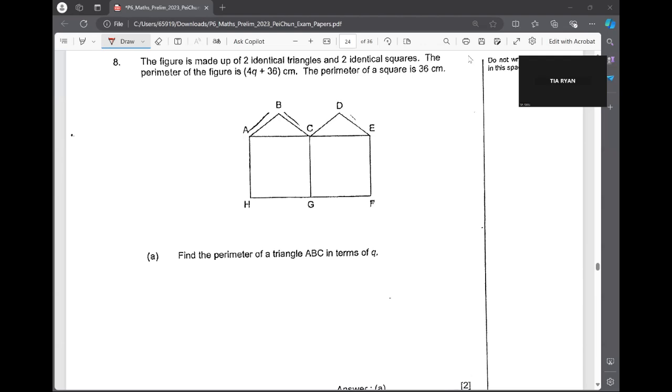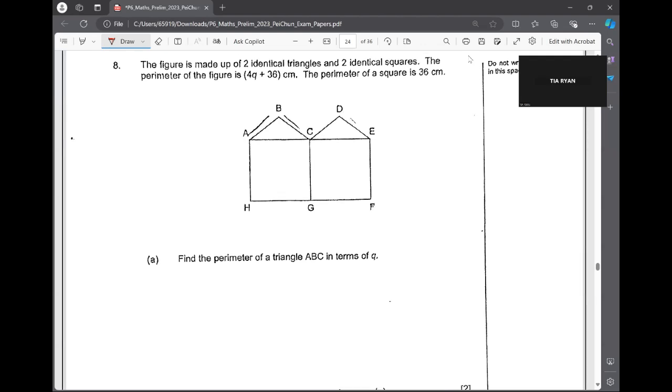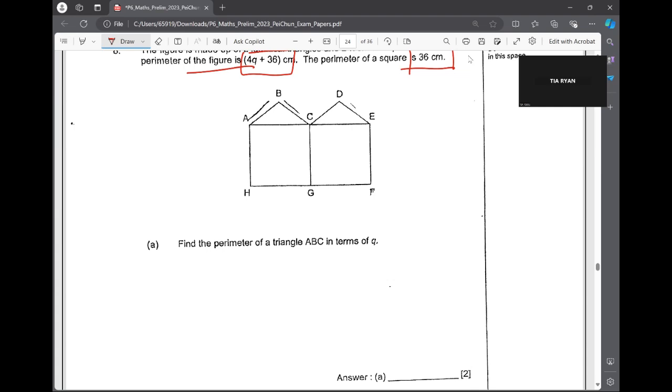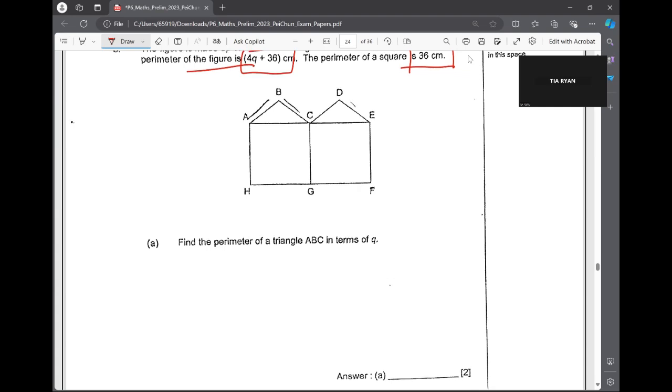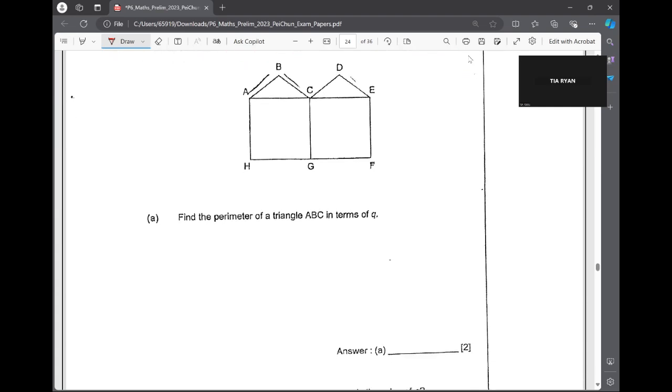Okay, so for this question, the figure is made of 2 identical triangles and 2 identical squares. The perimeter of the figure is 4q plus 36 cm. The perimeter of the square is 36 cm. When I see the perimeter of the square, I'm very happy because I know that for squares, all 4 sides are the same.